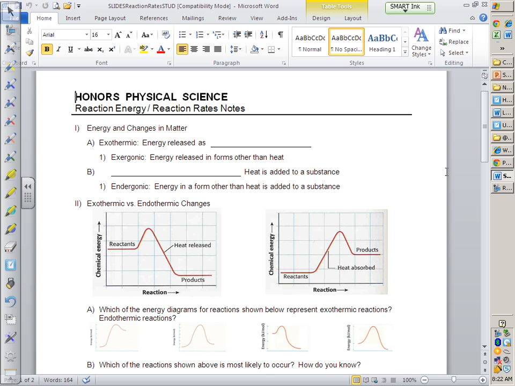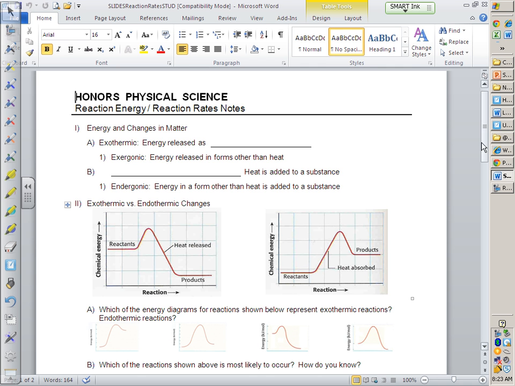So, yesterday, we started talking about reaction energy, and that was going to lead us into reaction rates. We spent a good amount of time talking about these energy diagrams and looking at the energy of the reactants versus the energy of the products, and then classifying that reaction as endothermic or exothermic, depending on whether the energy goes up or energy goes down.